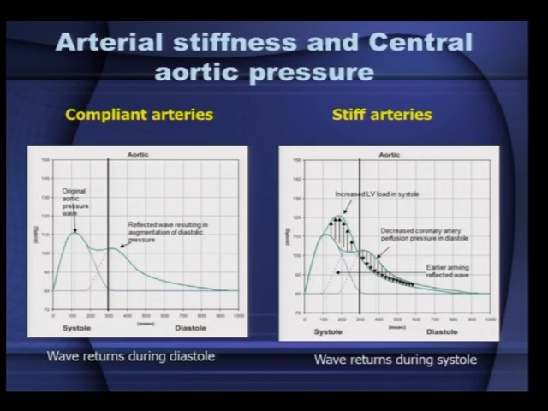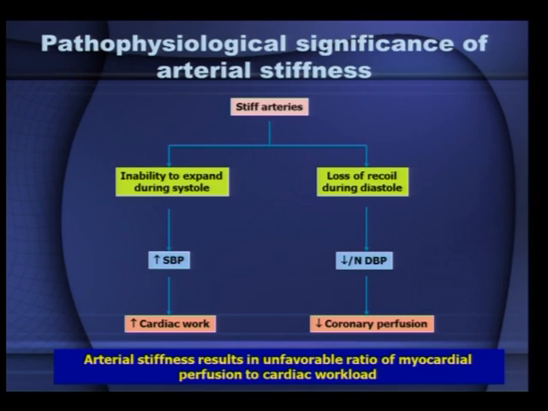Wave returns during diastole in compliant arteries, and wave returns during systole in non-compliant or stiff arteries. That is the basic difference. The pathophysiological significance of arterial stiffness then is that stiff arteries cause inability to expand during systole, which increases systolic blood pressure and cardiac work, and the loss of recoil during diastole causes decreased diastolic pressure and decreased coronary perfusion.